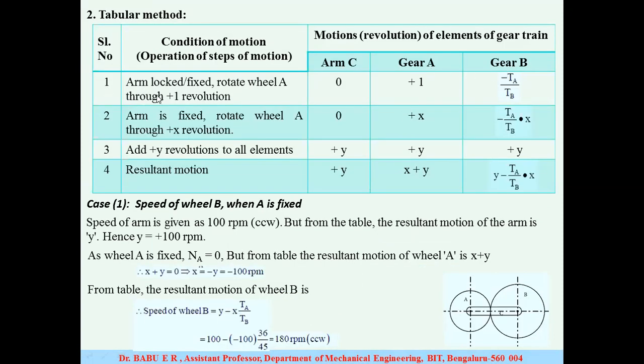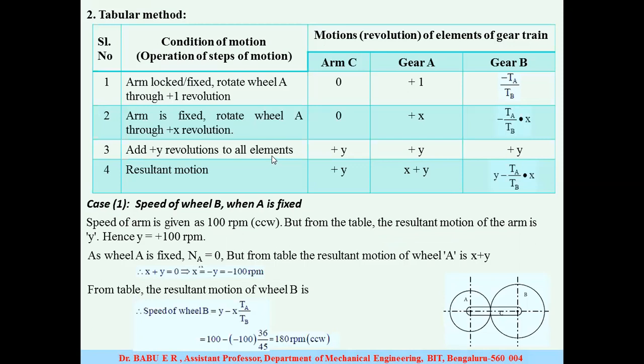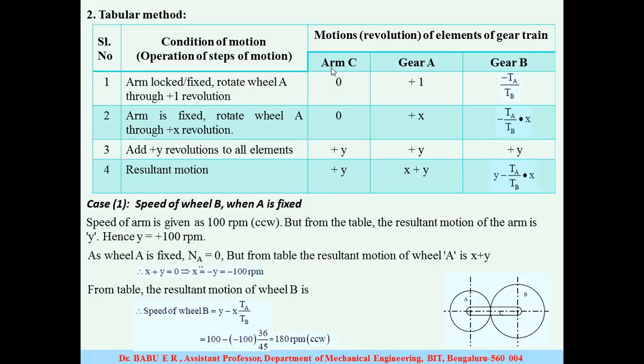Now the first step. The arm is fixed. Rotate any one of the gears. Either you can take B or you can take A. In this case, I will rotate the wheel A through plus 1 revolution. So the arm is fixed, and you just give plus 1 revolution to gear A. So the number of revolutions of the arm is fixed, so it is 0. The number of revolutions of gear A, we are defining as plus 1 revolution. When you give plus 1 revolution, now you find the number of revolutions of gear B.